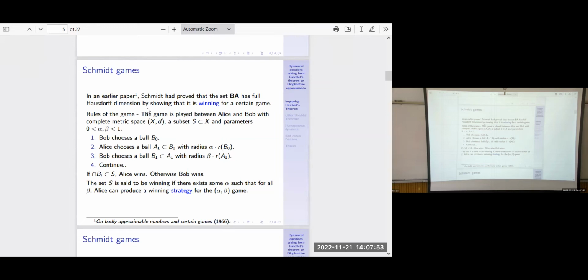Okay, so Bob chooses any ball, B0. Do people see this? No? Those on the Zoom probably cannot. But we can.